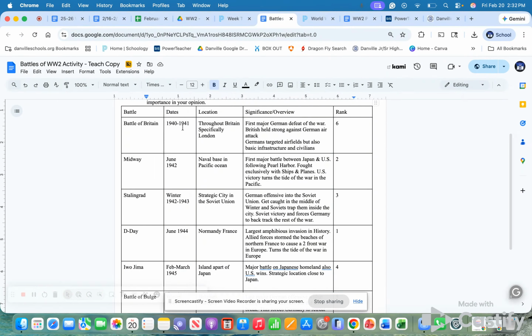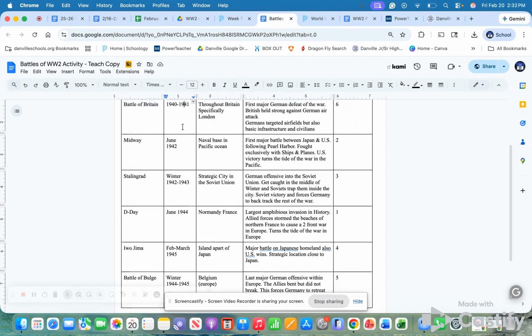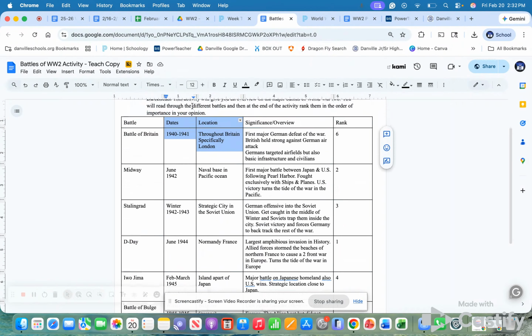All right. First one, Battle of Britain. This was one of the earlier battles that takes place in World War II. Obviously, it's going to take place in Britain and specifically London. Up to this point in World War II, Germany has advanced very aggressively throughout all of Europe. France is completely taken over, and now Germany has set its sights on Britain. However, the British held very strong against the German air attack, and it was the first major German defeat of the war. The Germans really targeted airfields, but also major cities as well. But the British Air Force is very strong, and they held their own against the Germans.